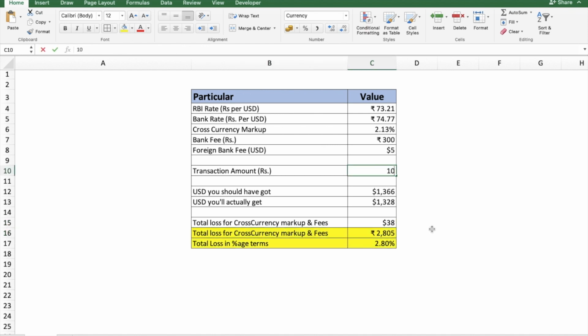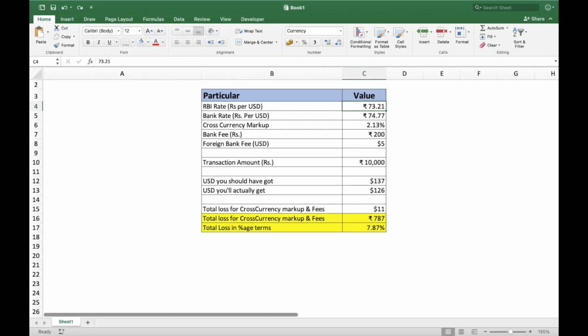Now, if we increase this amount to 10 lakhs, your loss would be around 2.22%. For a 25,000 transaction, cost would be 4.43%. And for a 10,000 transaction, cost would further increase to a whopping 7.87%. As you would have noticed, this cost is increasing because the transaction fee, including foreign bank fee, is fixed and not variable, unlike the cross currency markup fee. Now, 7.87% is a lot of money to let go.